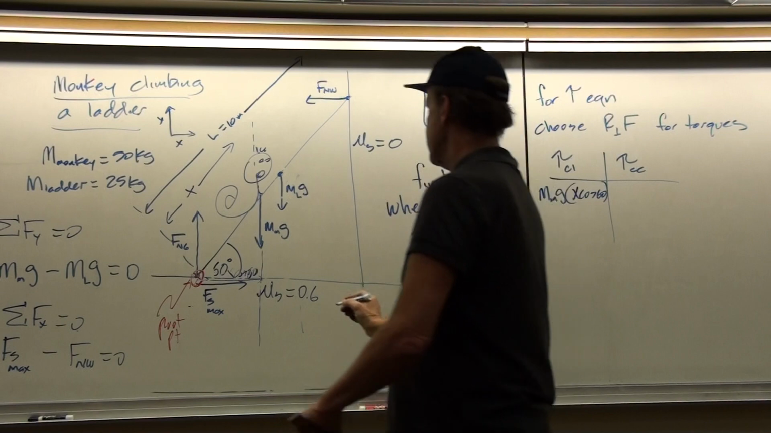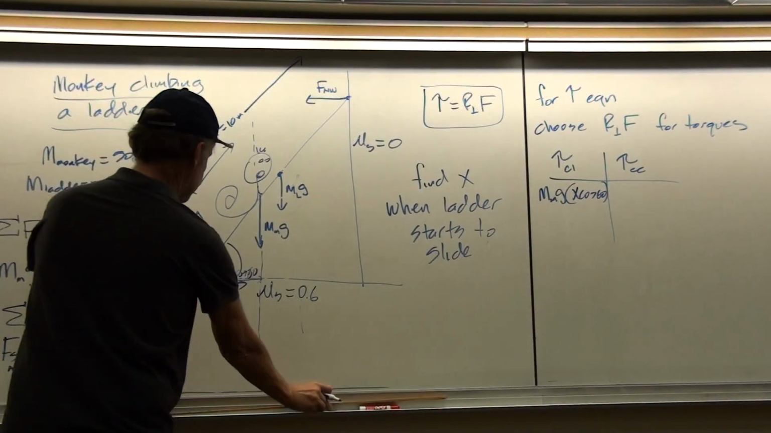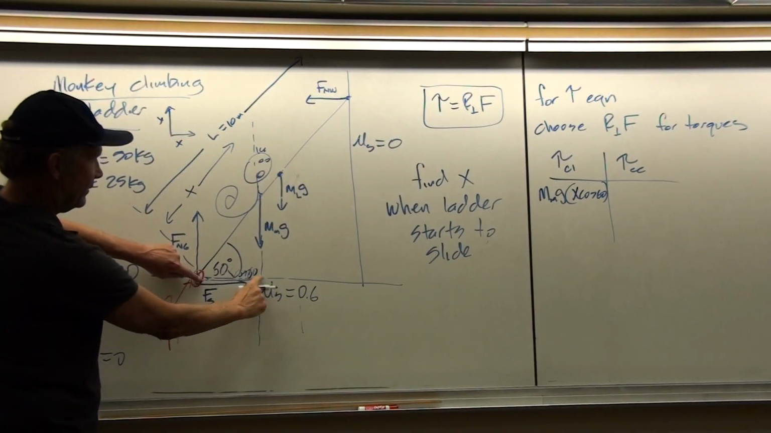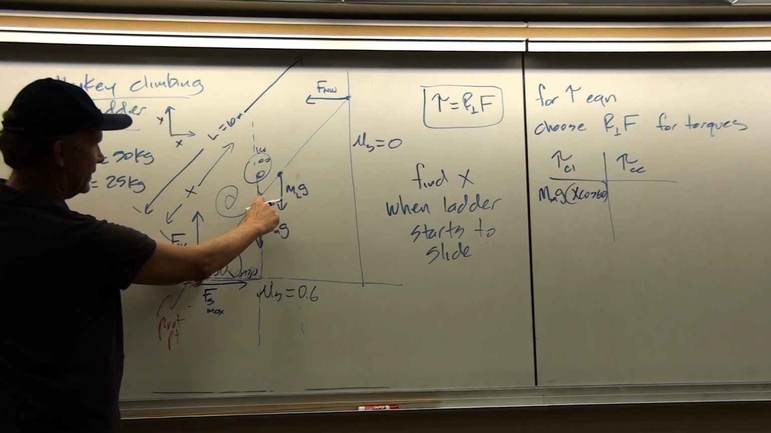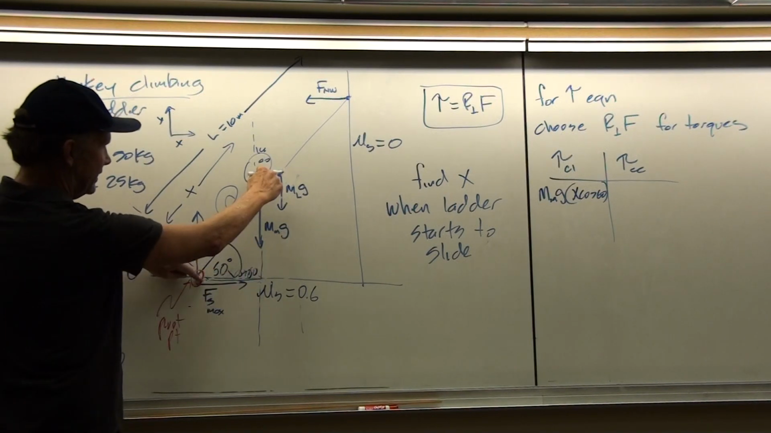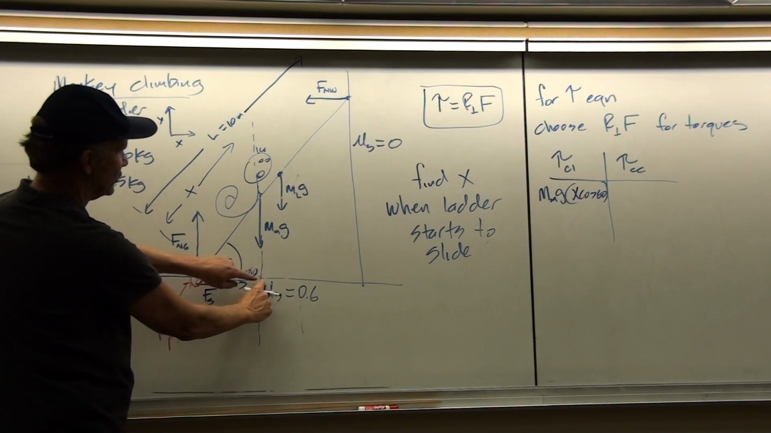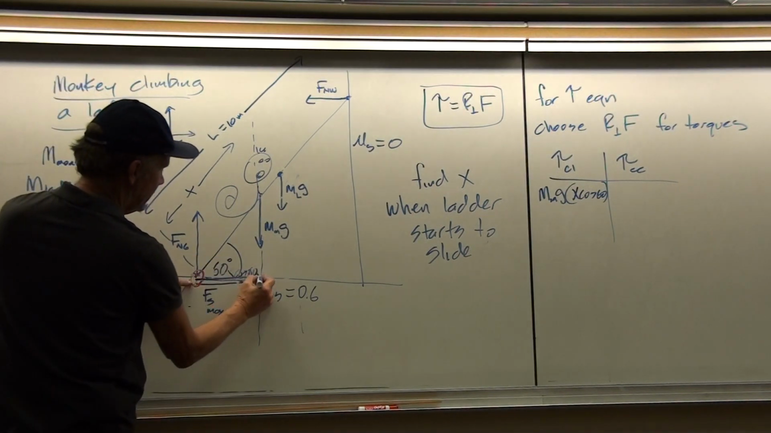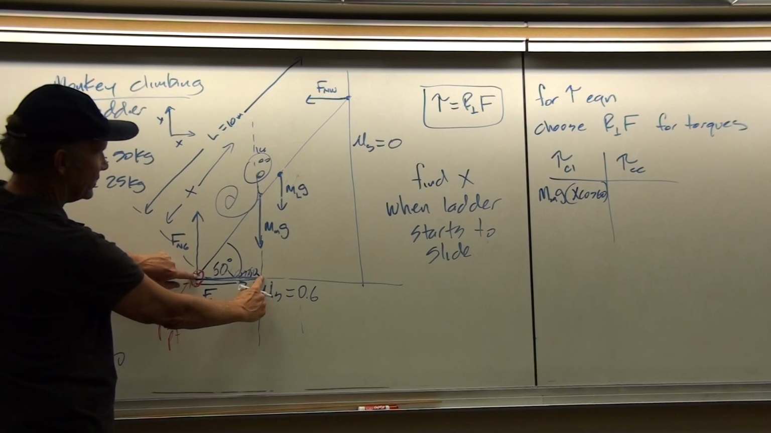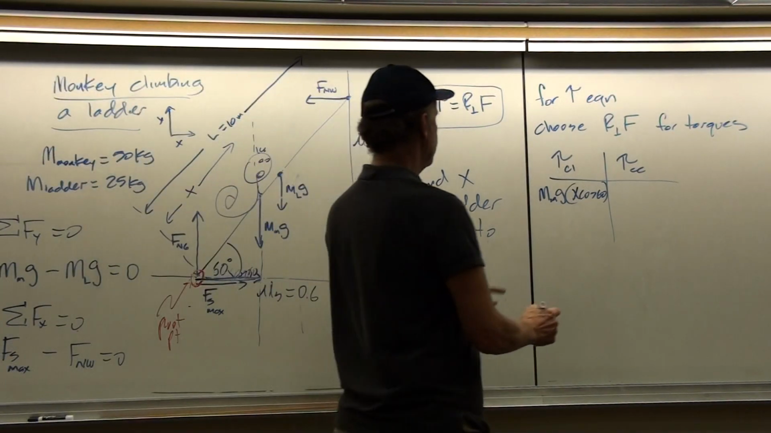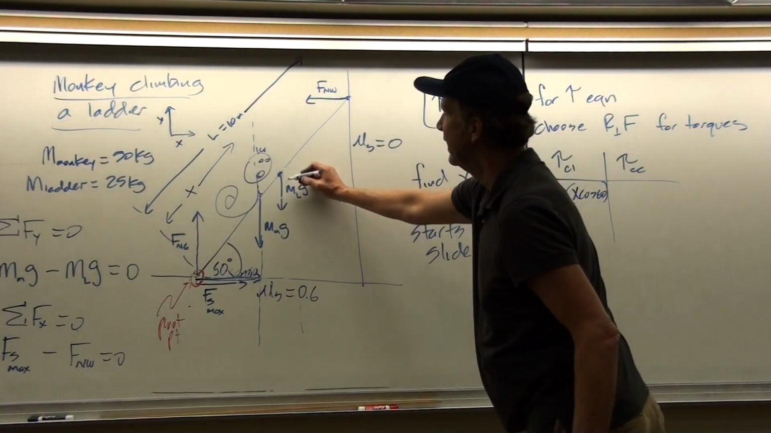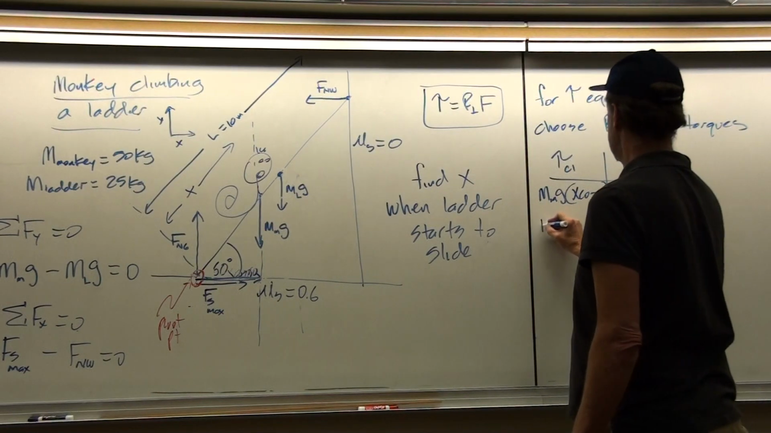So the x cosine 60 is very simply this distance here. This is x to the monkey. This is 60. I'm drawing the force vector line, so this distance, which is our perpendicular here, is x cosine 60. Similarly, I can do that with the mass of the ladder times g. That's mass of the ladder, g.